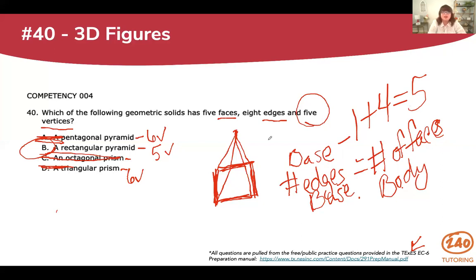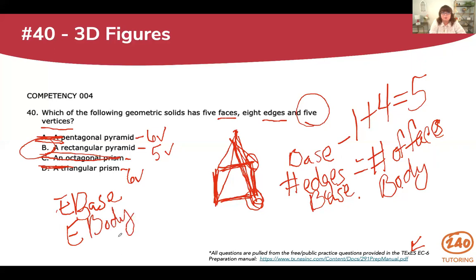When we want to count the edges in a pyramid, for every corner, you're going to have an edge going up to the top vertex. So if you have 4 corners, you're going to have 4 edges in the body. So you count the edges on the base, all right? And then the edges in the body, all right?